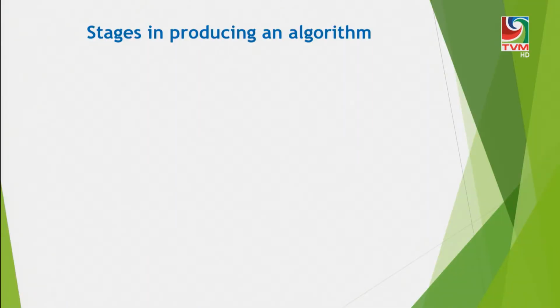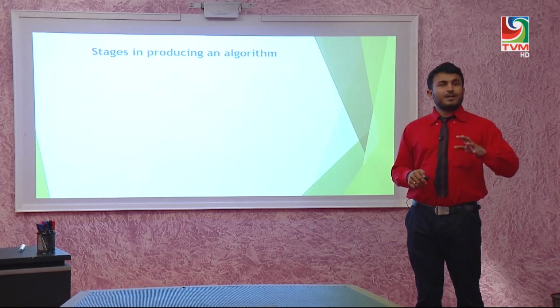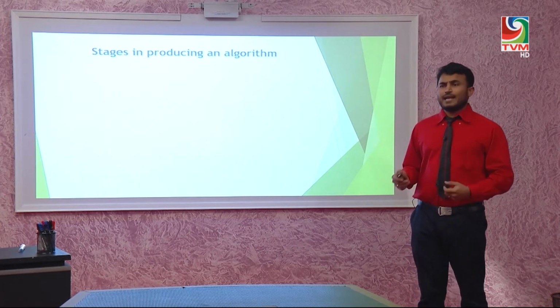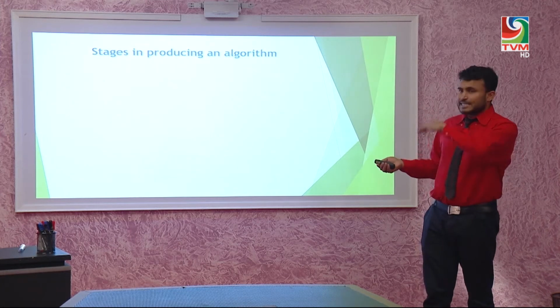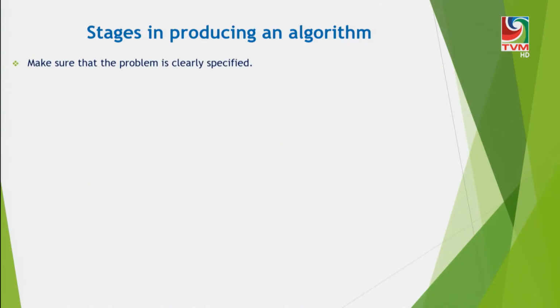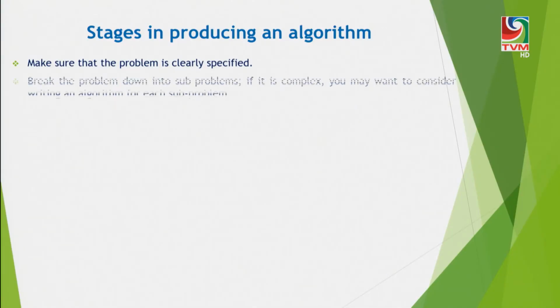We already learned what an algorithm is: a step-by-step procedure to solve a problem. Now, how can we write an algorithm? Just see the different stages we use to produce algorithms. The first stage is to make sure that the problem is clearly specified. For example, you are going to make software for your school. So your problem will be your school. It's correctly specified. So you make sure that the problem is clearly specified.